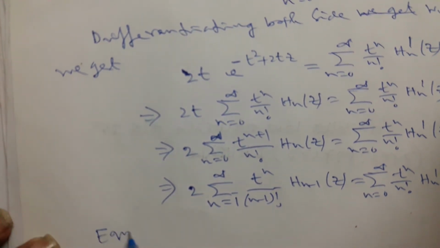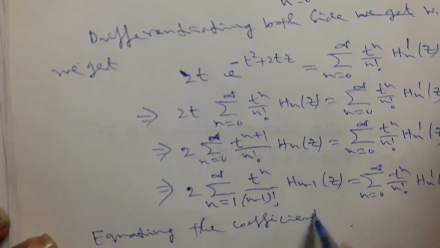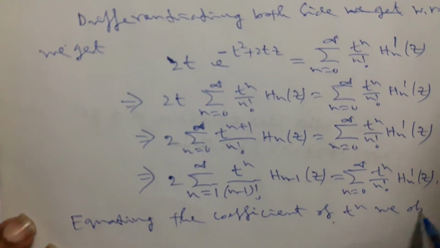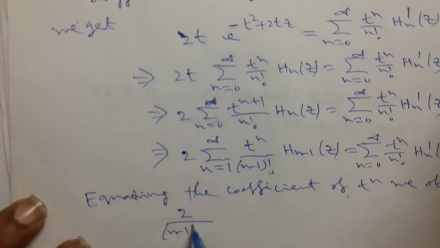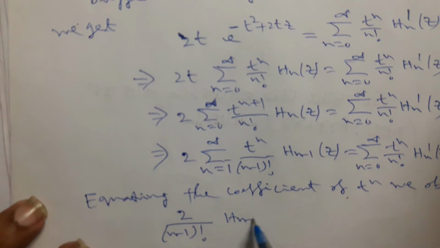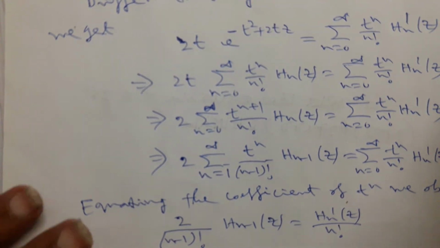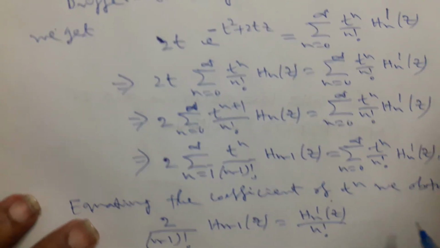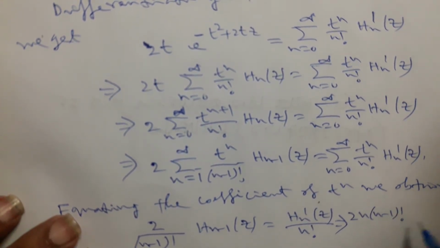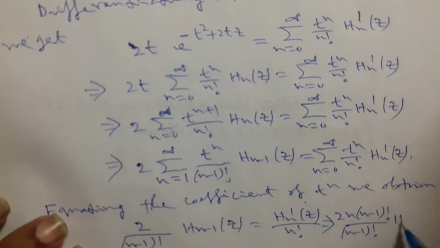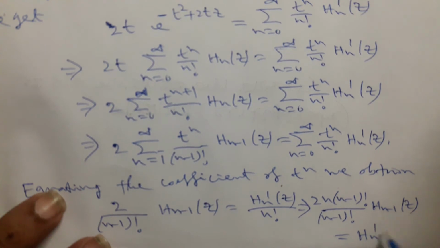Now equating the coefficient of t to the power n, we obtain 2 by n minus 1 factorial Hn minus 1(z) is equal to H'n(z) by n factorial. Which implies, if we replace n factorial with n into n minus 1 factorial, 2 by n minus 1 factorial Hn minus 1(z) will be equal to H'n(z) by n factorial.